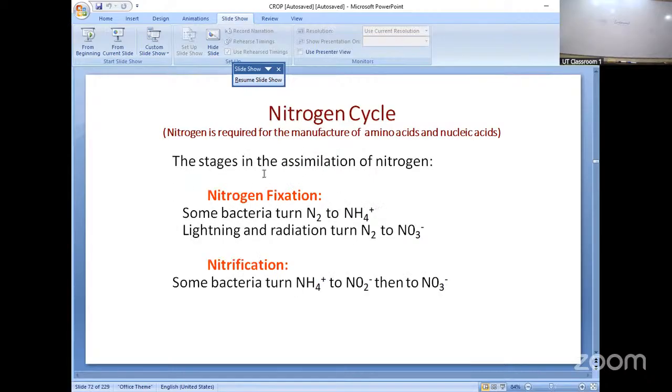And the stages are nitrogen fixation and nitrification. Nitrogen fixation means Rhizobium bacteria convert nitrogen into ammonium compounds. Lightning and radiation also convert it into nitrates. And in nitrification, the ammonium compounds are converted into nitrites and then to nitrates.